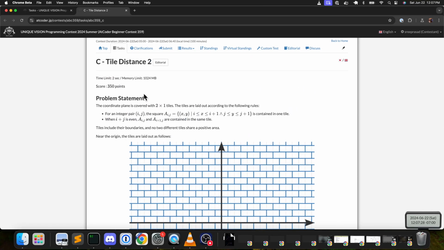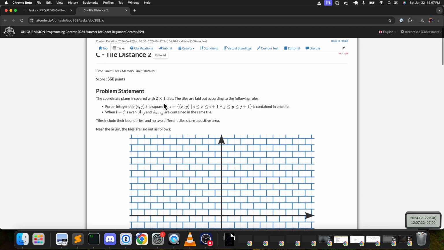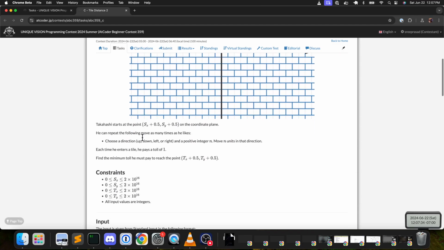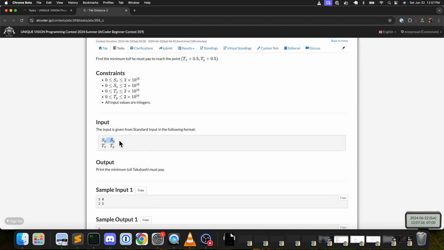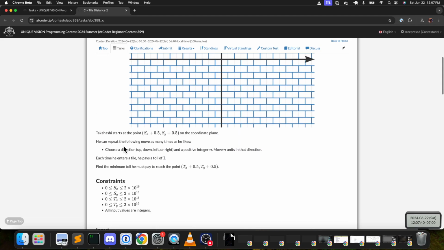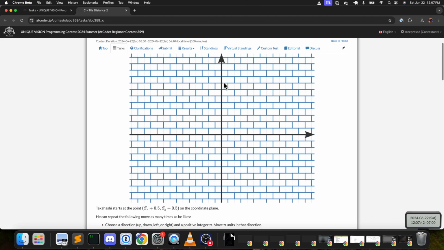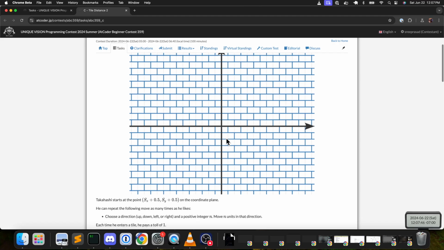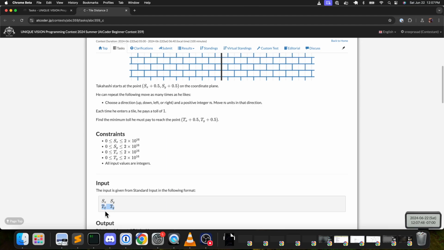Okay, today we are discussing AtCoder problem C, AtCoder contest 359. Here you are given a point as sx and sy, and you need to reach the destination at tx and ty. It is on a grid. The grid consists of 2 by 1 tiles.